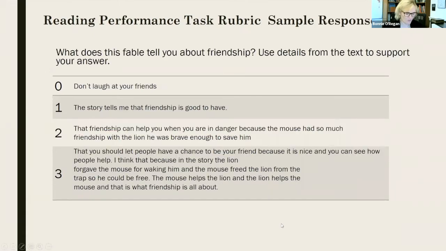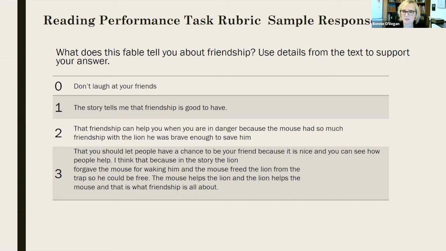Here's a sample. So if we take that first question sample that I shared earlier, if we look at what does this tell us about friendship, using details, a 0 response is don't laugh at your friends, versus the number 1 tells us that friendship is good to have. This is a literal response to what does it tell us about friendship. 2, you can see here the student has started to dig into using details from the text to tell about the friendship can help you when you're in danger, because the mouse had so much friendship that the lion was brave enough to save him.